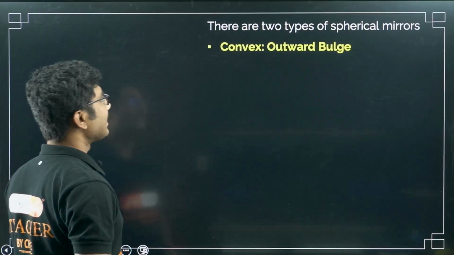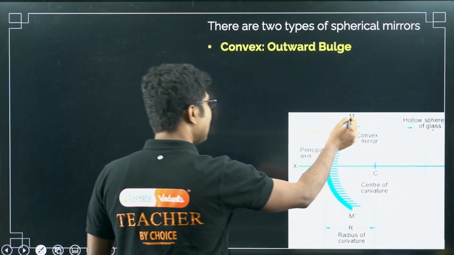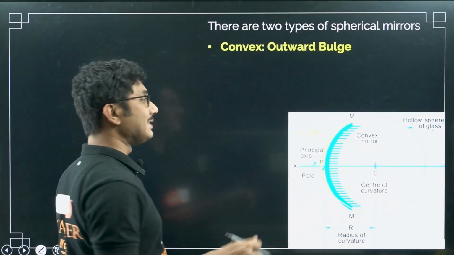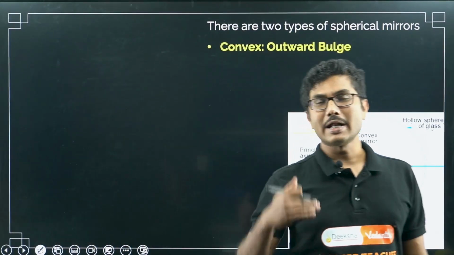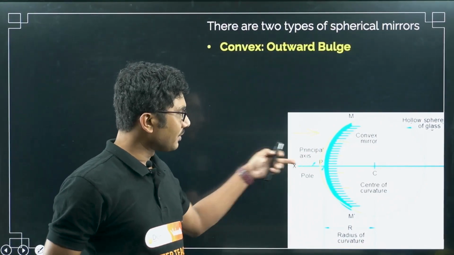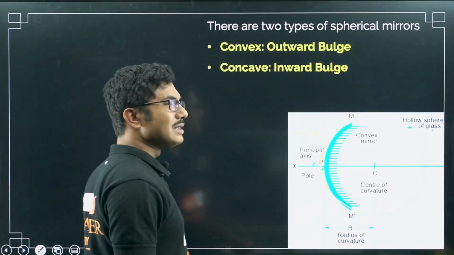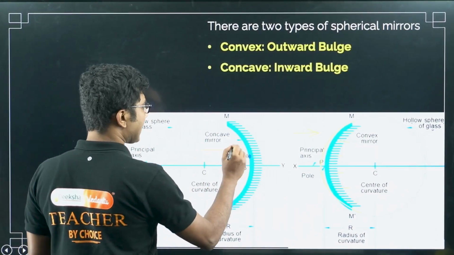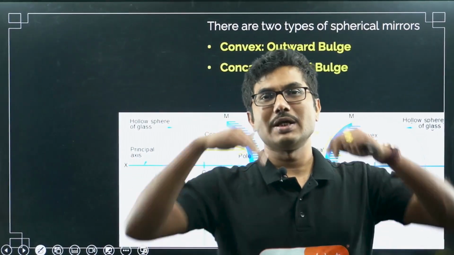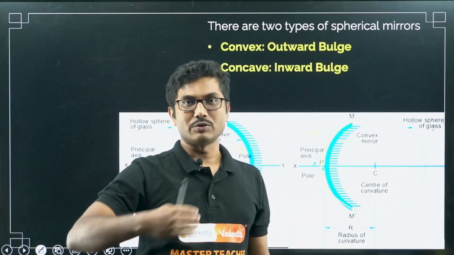Convex mirrors have an outward bulge, and they look like this. If you are looking from this side, this is a convex mirror, and the inner wall is silvered. Silvered means they paint it with silver paint, so that from the outside it appears to be a reflecting surface. Concave means inward bulge. If you are standing in front of the mirror and walking towards it, it appears to be a cave. That's why the name concave. And convex means it is coming outward, bulging towards you.